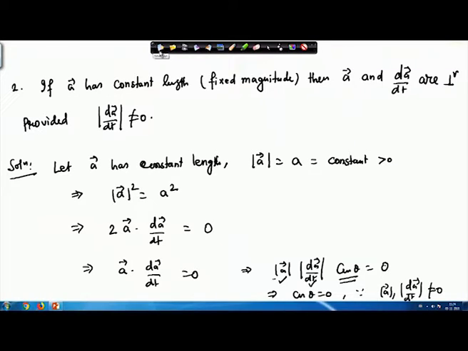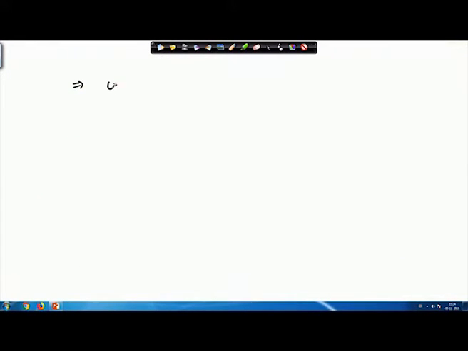So, let's go to the next slide. From here what we basically get is theta equals pi by 2. So this implies that the vector A and the vector dA/dt are perpendicular to one another.